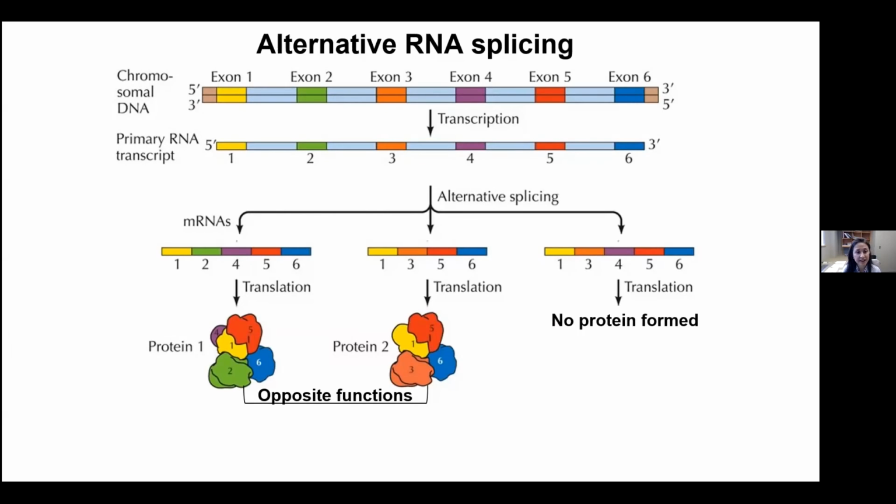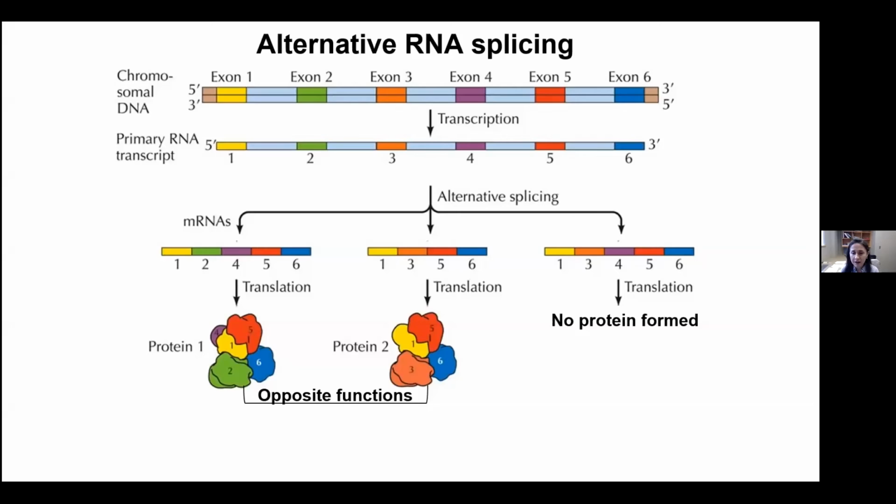Now, you can have another scenario where you are now lacking exon 2 and exon 4, and you only have this RNA with 1, 3, 5, and 6. And it turns out that now, after translation, another protein gets formed. And what we don't understand is why the cell produces such different arrays of proteins from the same DNA. And we're just starting to understand that sometimes these proteins may function similarly, but sometimes they don't. They function with very opposite functions.